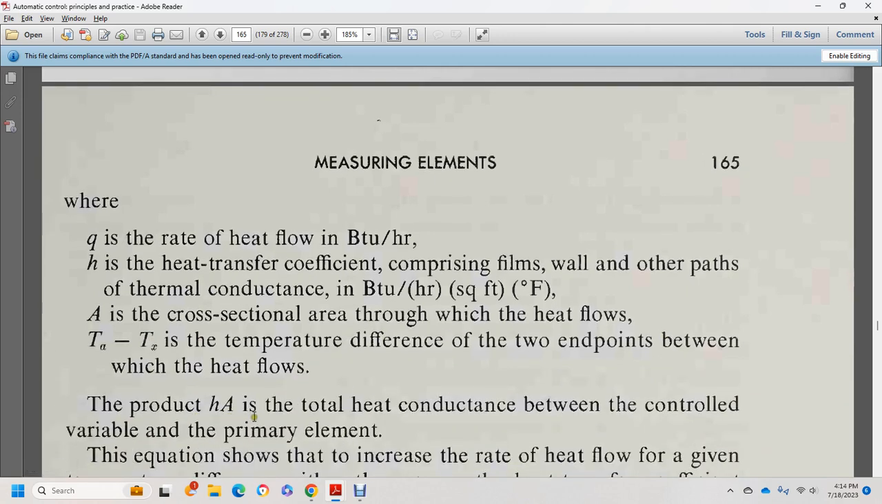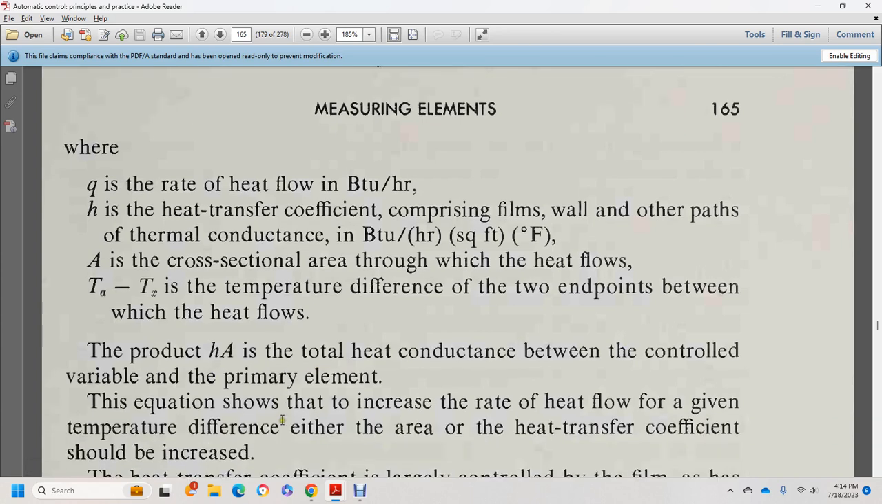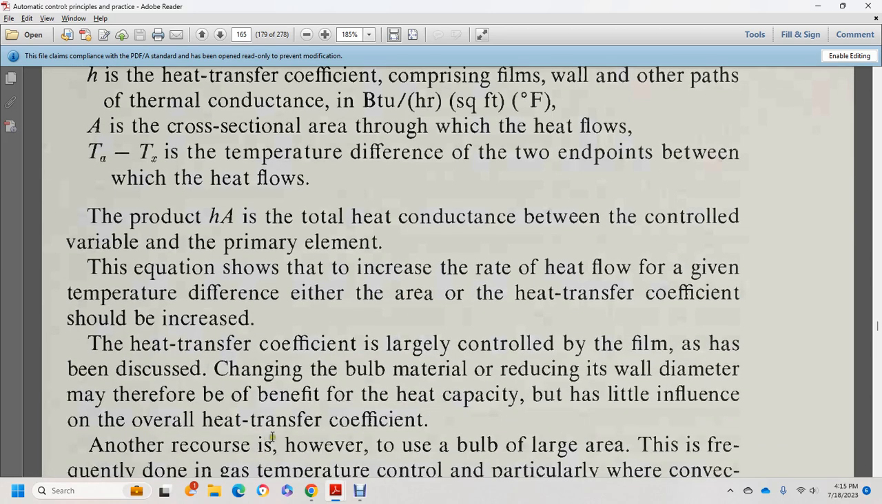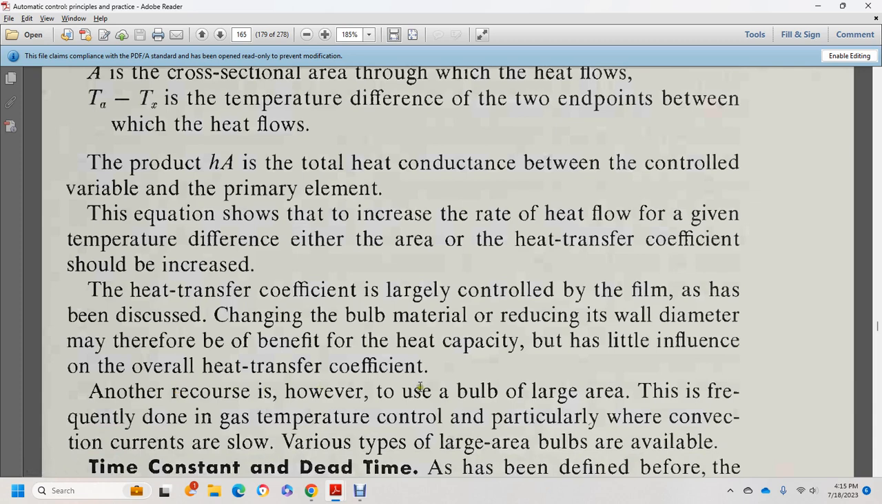The product HA, with H the heat transfer coefficient comprising the small films and other forms of thermal conductance, times the cross-sectional area of the heat flow, is the whole conductance between the controlled variable and the primary element. The equation shows that to increase the rate of heat flow for a given temperature difference, the heat transfer coefficient should be increased. The coefficient is largely controlled by the film. It has been discovered that changing the bulb material and reducing the wall diameter may therefore be of benefit for the heat capacity, with little influence on the overall heat transfer coefficient. Another recourse is the use of a bulb with a large area, with the gas temperature controlled by the convection currents, which are slow.